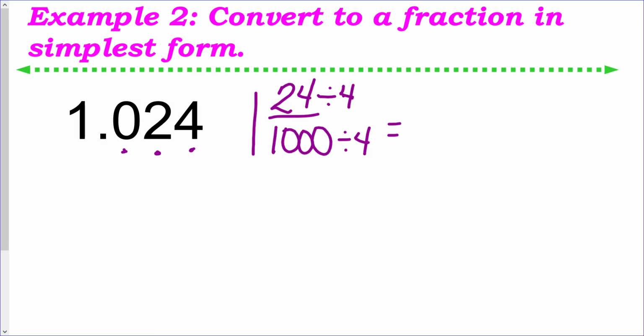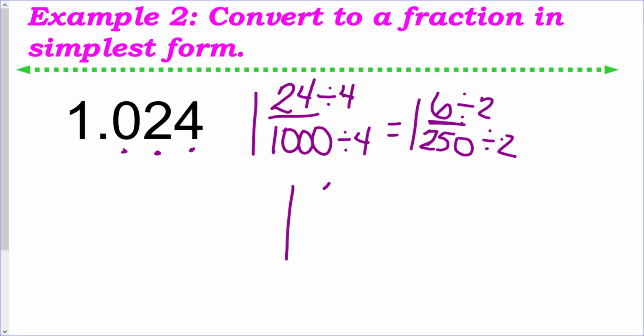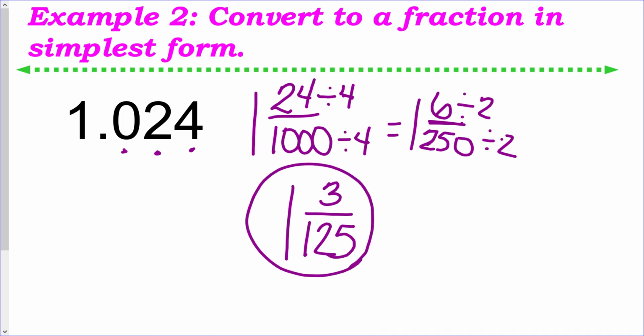24 divided by 4 is 6. Don't forget to keep that 1 carrying along. 1,000 divided by 4 would be 250. Oh no, those are still even numbers, which means I can keep on going. I'm going to divide it by 2. And I'm going to get 1 and 3 over 125, which is all we can go, so that would be my final answer.